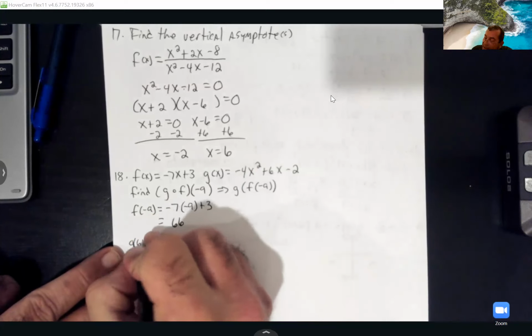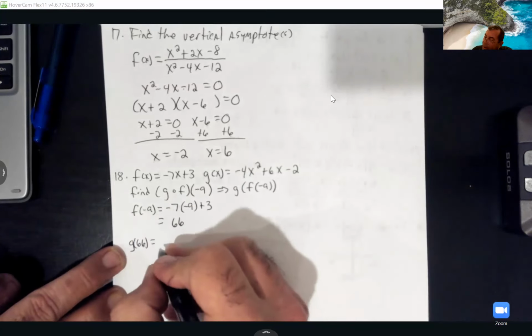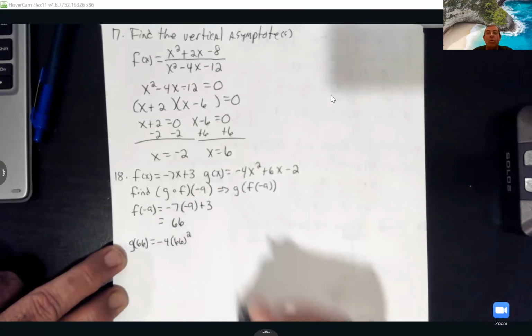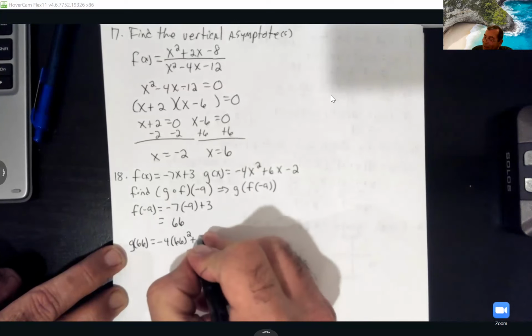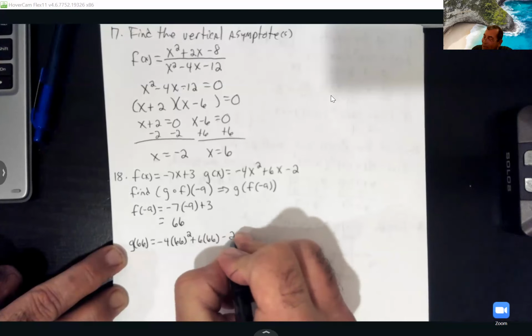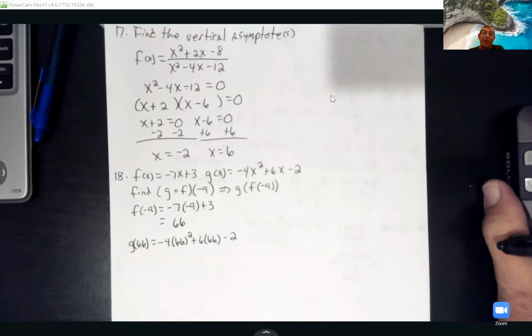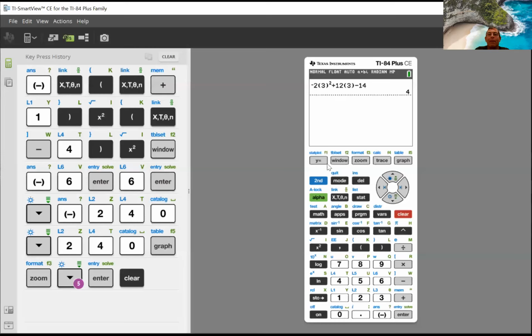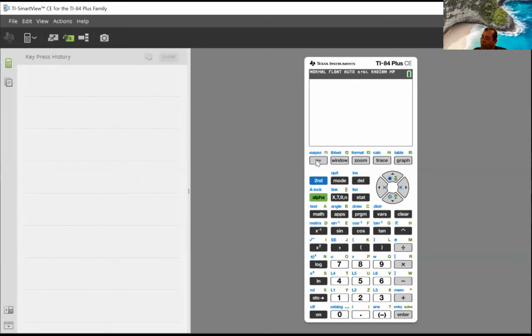So since f of -9 is 66, we now put that 66 into our g equation, and we're finding g of 66. Woo, y'all, I'm about to get a big number on this, because I got 66 squared on this, plus 6 times 66, woo, minus a 2. Y'all, I'm about to plug this one into the calculator because, Lord, who knows what 66 squared is, right? So let me plug that into that calculator.